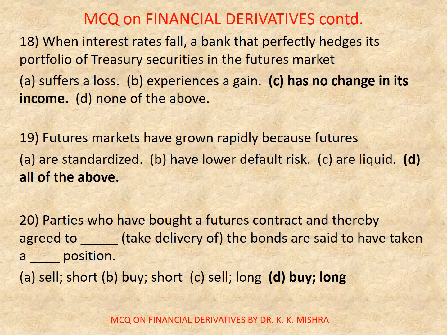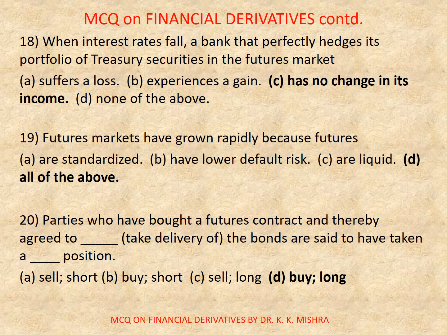Question number 19. Futures markets have grown rapidly because futures, options are A. Are standardized. B. Have lower default risk. C. Are liquid. D. All of the above. Correct option is D. All of the above.